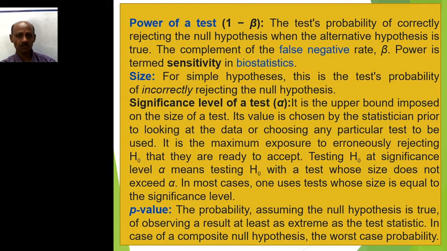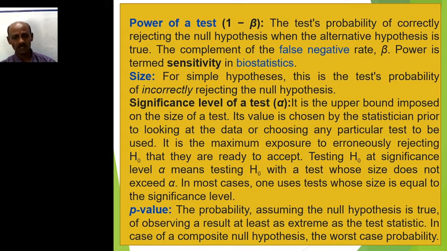Next one is power of a test, that is 1 minus beta. The test probability of correctly rejecting the null hypothesis when the alternative hypothesis is true. The complement of the false negative rate, beta. The power is termed sensitivity in biostatistics. Next one is size. For simple hypothesis, this is the test probability of incorrectly rejecting the null hypothesis.